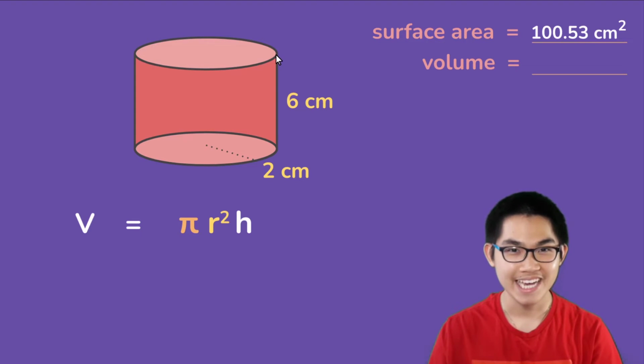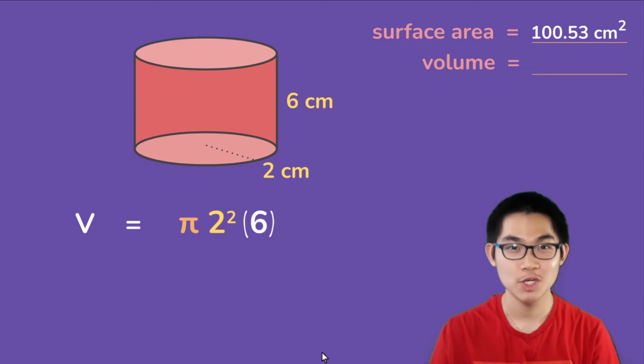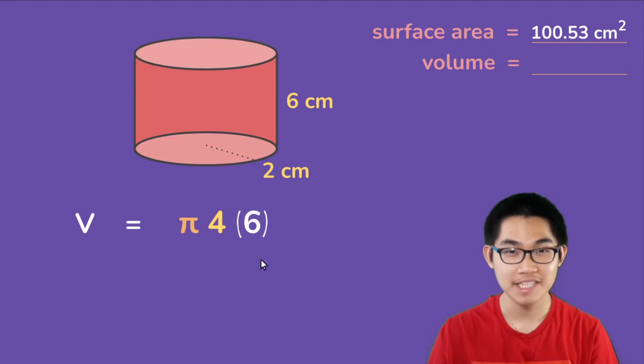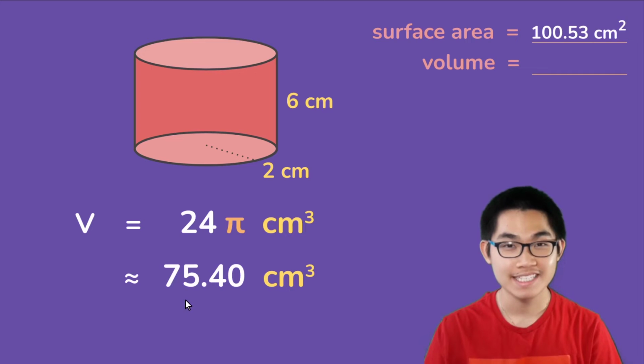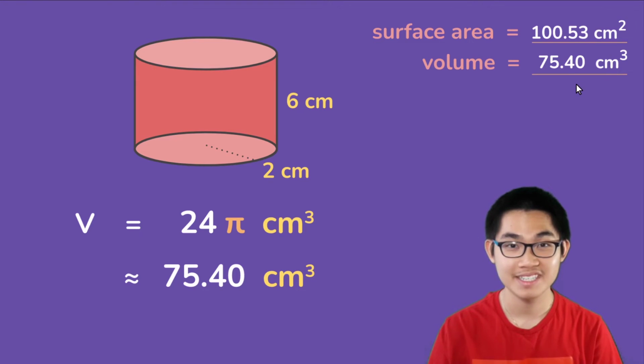All right? And so we know that the radius is 2, the height is 6. 2 to the power of 2 gives you 4, and 4 times 6 is 24. If you put this into a calculator, 24 pi is approximately 75.40 centimeters to the power of 3. And that is our answer.